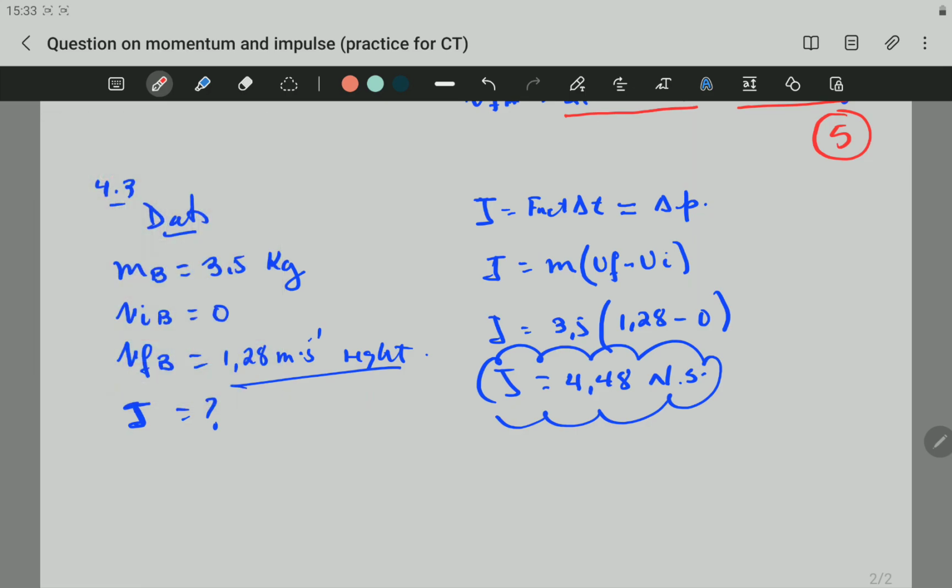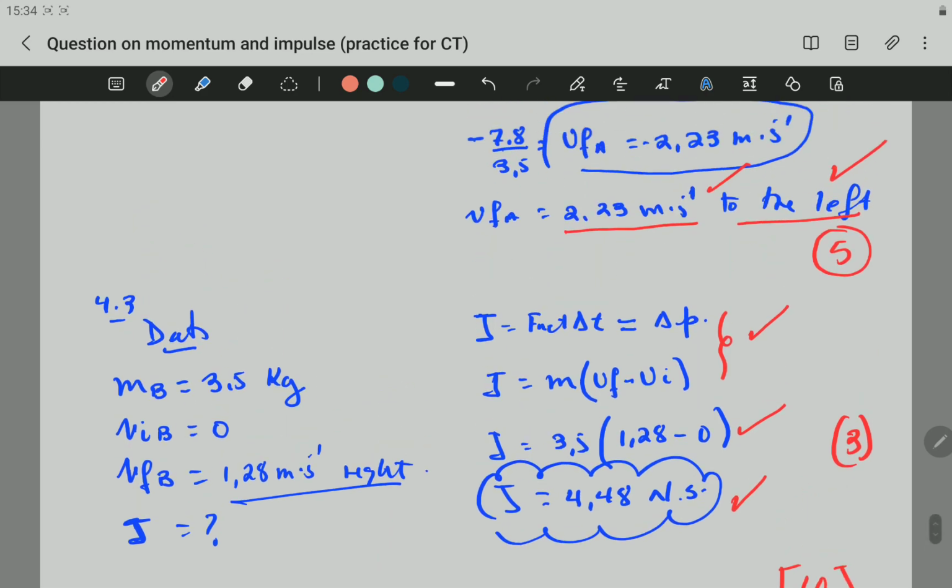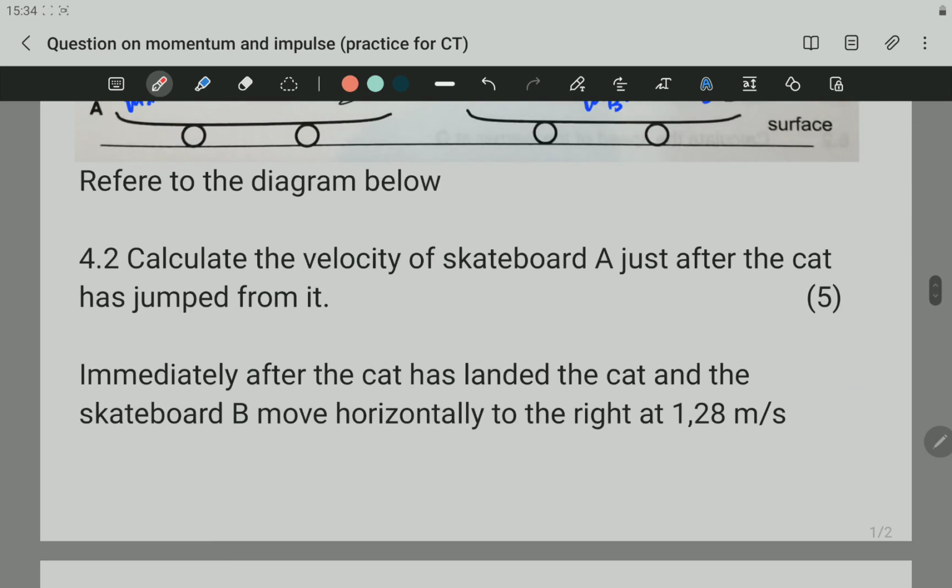The marks in this question are 1 for the equation. Any of those formulas will give you 1 mark. 1 for the whole substitution and 1 for the final answer. Those are 3 marks. When you count everything, the total is 10. This question is not a big problem, it's not a big threat, but it's a good practice.